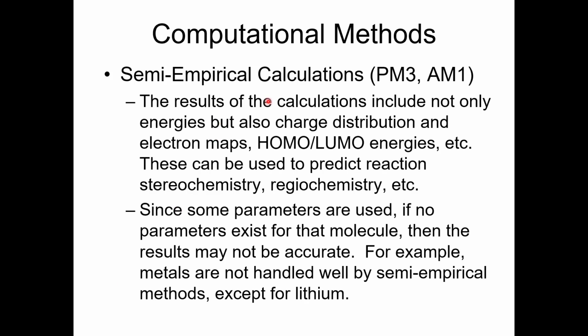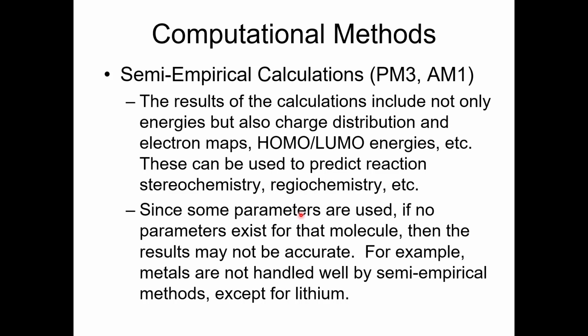The results can be charge distribution. You can end up with electron density maps, which I'll show you. In quantum chemistry, you would talk about HOMO, the highest occupied molecular orbital, versus the lowest unoccupied molecular orbital. You may have talked about that in general chemistry or seen it in your organic textbook. And we can use semi-empirical calculations to predict the regiochemistry of a reaction.